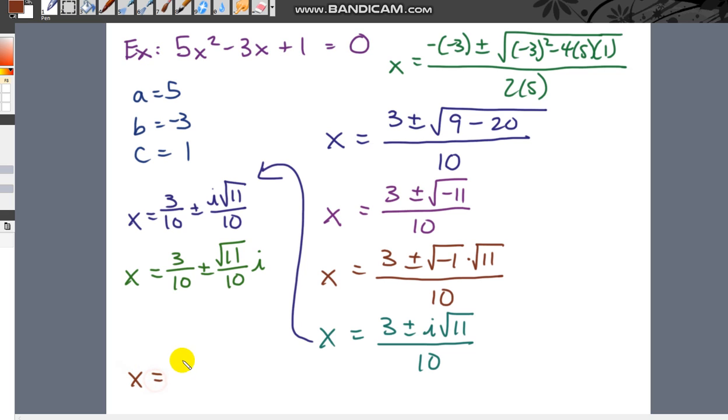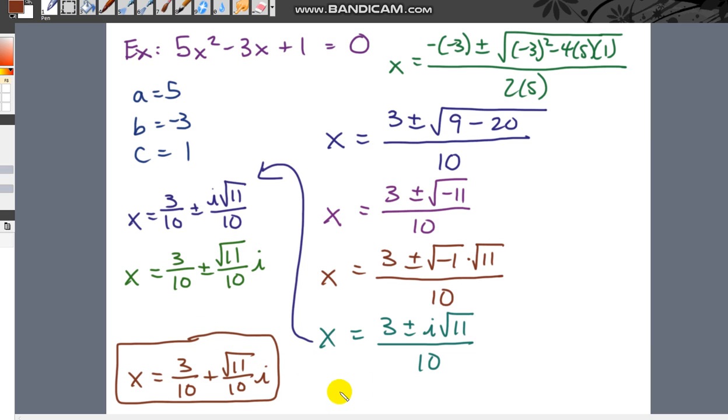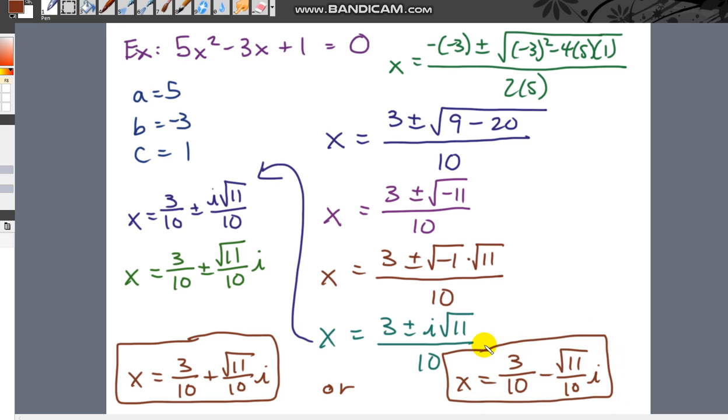x equals 3 divided by 10 plus square root of 11 divided by 10 i, or we get x equals 3 divided by 10 minus square root of 11 divided by 10 i. And there we go. So it looks something like this.